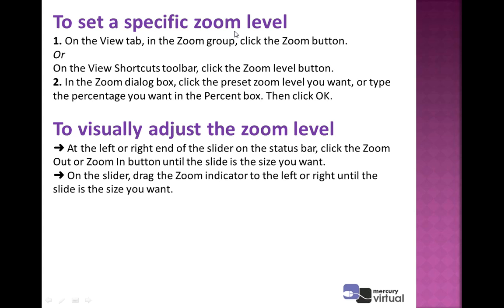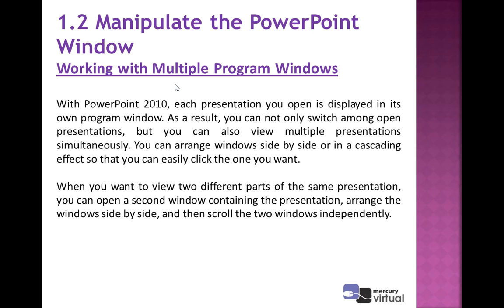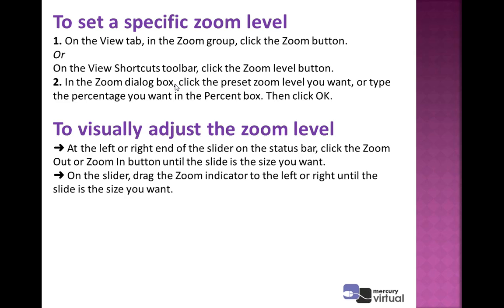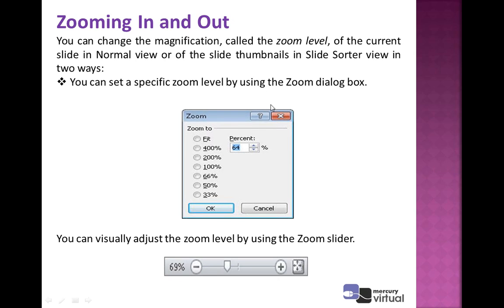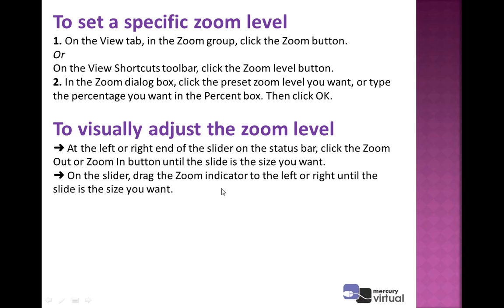How to set? Simply go to the View tab, go to the Zoom group, click the Zoom button, or go to the view shortcut toolbar and click the zoom level button. In the Zoom dialog box, click the preset zoom level that you want or type the percentage that you want in the percent box and then simply click OK. Like this one. Simply enter the required number and then press OK.